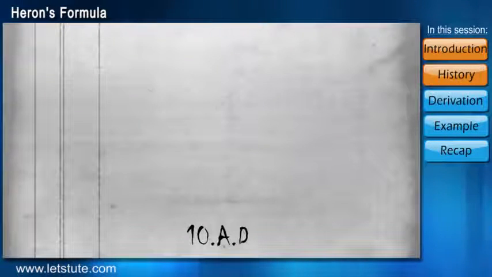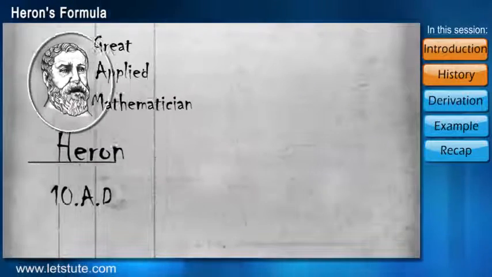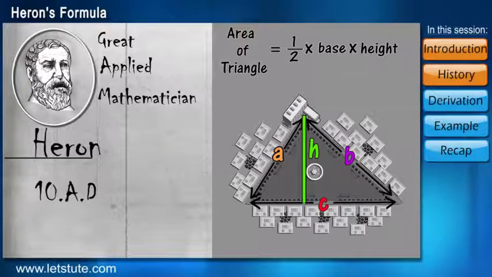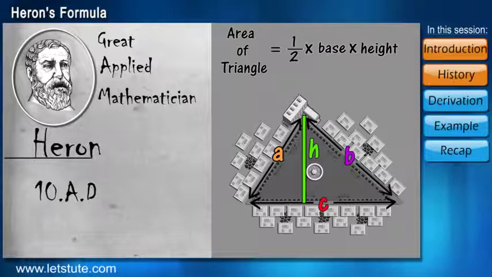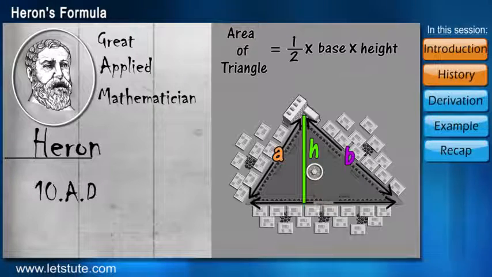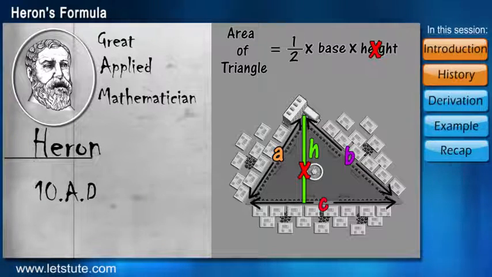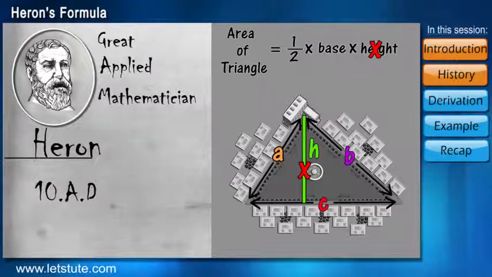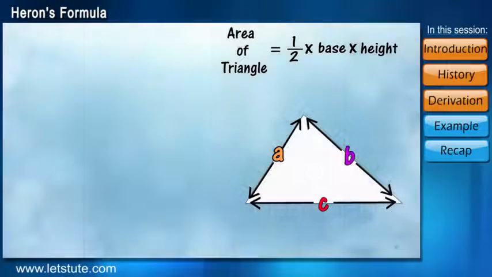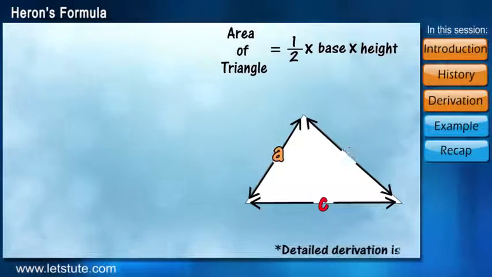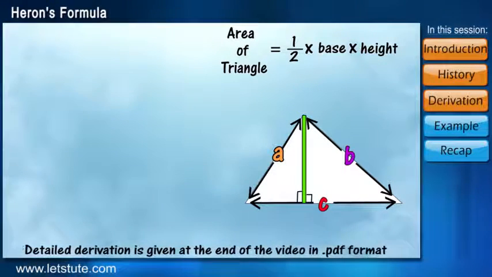In 10 AD, a great applied mathematician named Heron was also equally interested to figure out this answer. He tried to replace the value of h in terms of a, b and c, so that we do not need the value of h to calculate the area. Let's have a brief look at how the formula was derived. First, we take any random triangle and let the side lengths be a, b and c. Here we draw a perpendicular height and call it h.